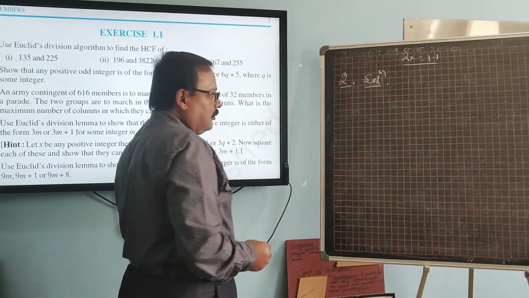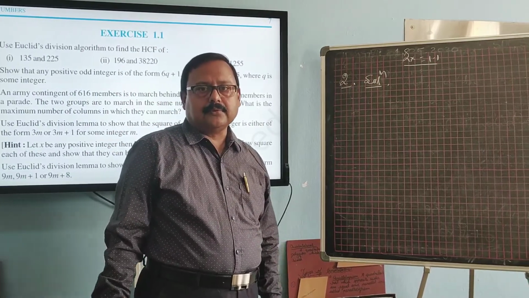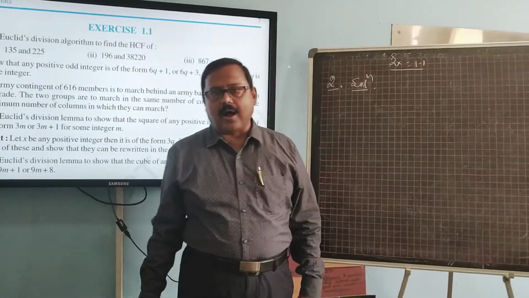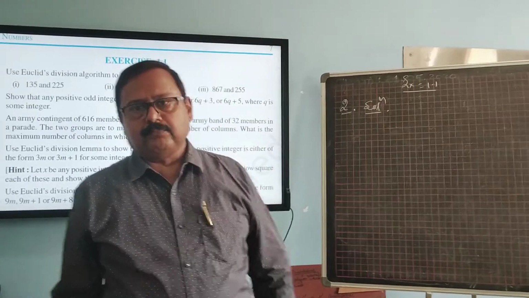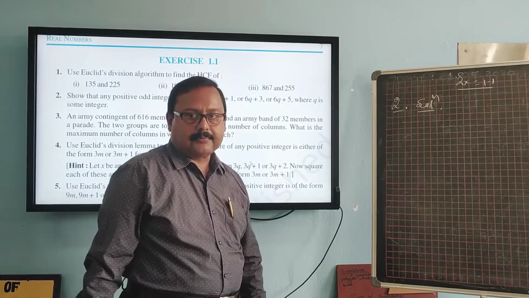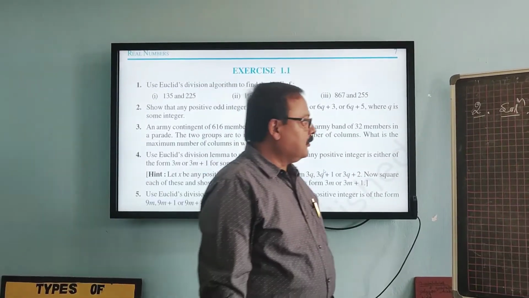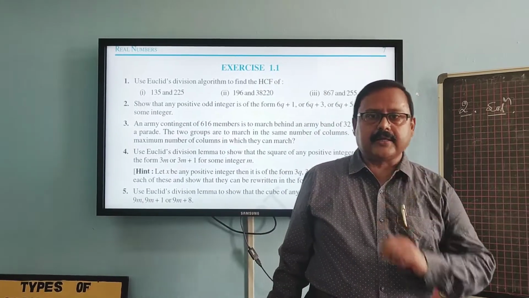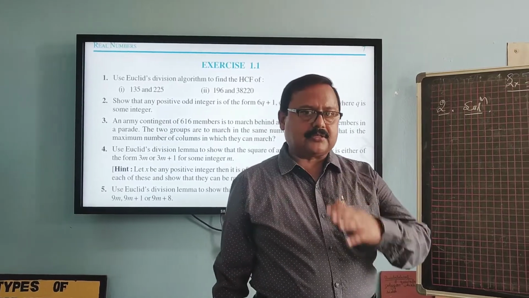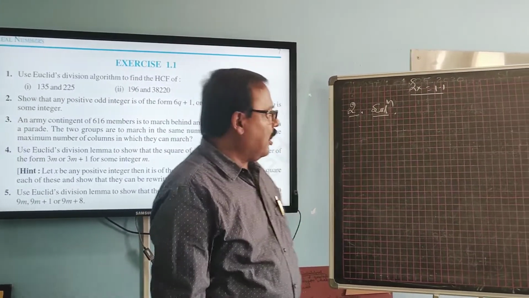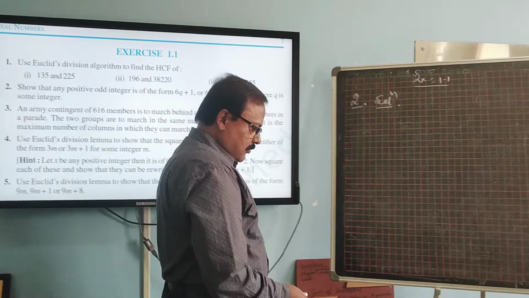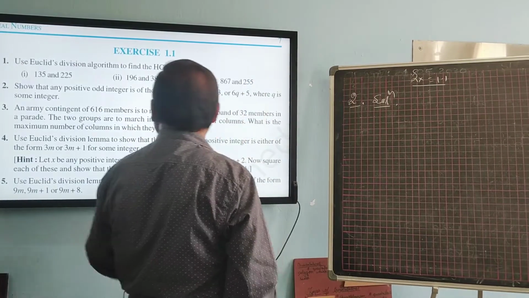We know the Euclid division lemma: a equals bq plus r, where a and b are both positive integers, and q and r satisfy 0 less than or equal to r less than b. That is the Euclid division lemma. In the previous classes we have discussed it very much. Now today, children, using this lemma we can solve this problem easily.